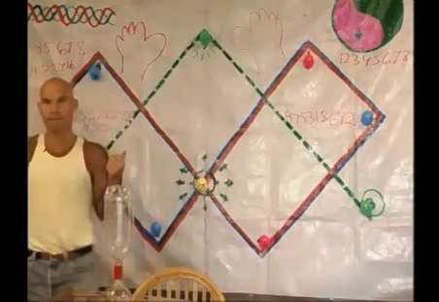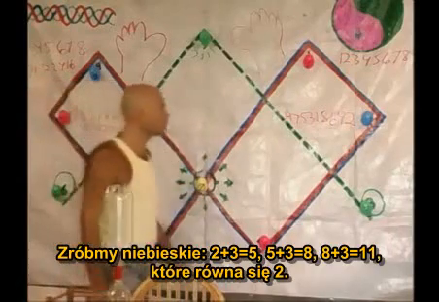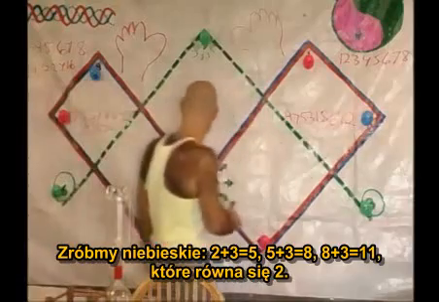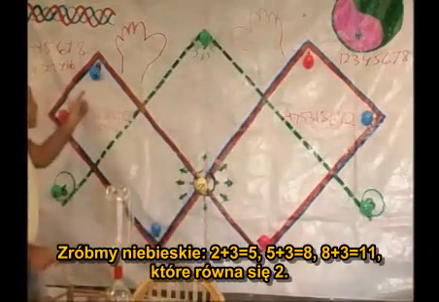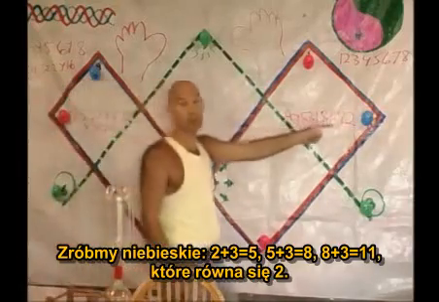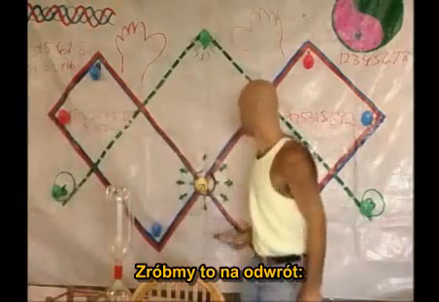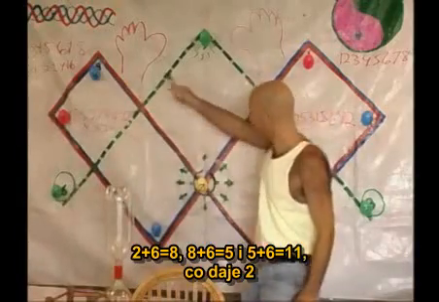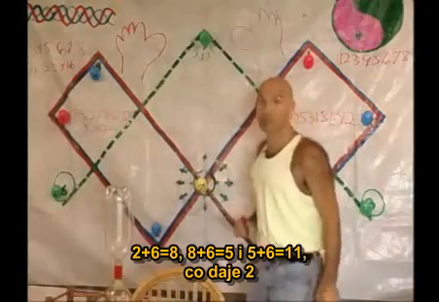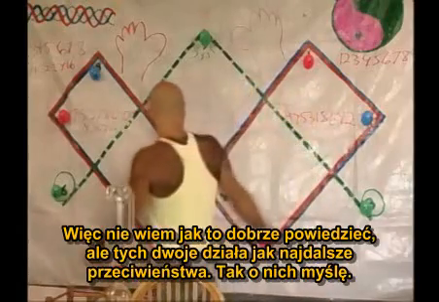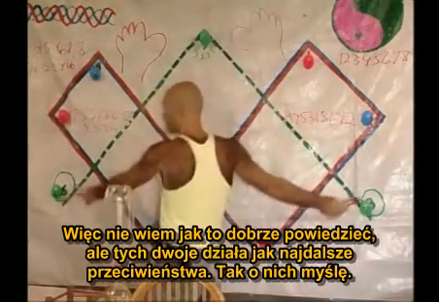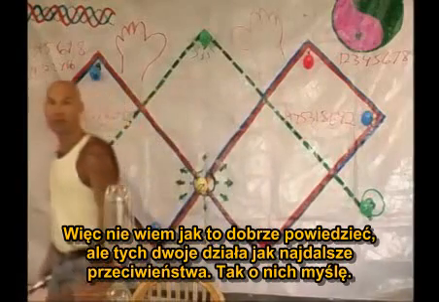Okay? Let's do blues. 2 plus 3 is 5. 5 plus 3 is 8. 8 plus 3 is 11, which equals 2. Okay, we'll go backwards. 2 plus 6 is 8. 8 plus 6 is 14, which is 5. And 5 plus 6 is 11, which is 2. So, I don't know how to say it right, but somehow these are like the furthest most extremes is how I tend to think of it.